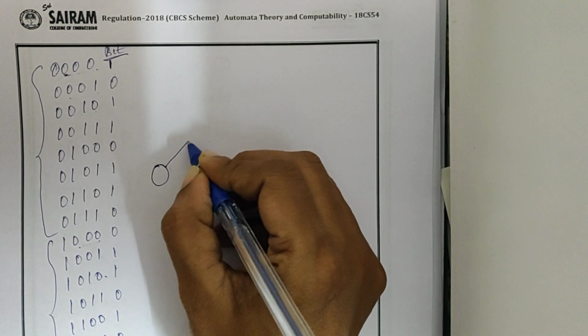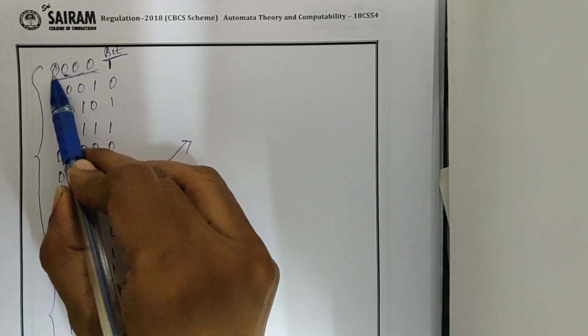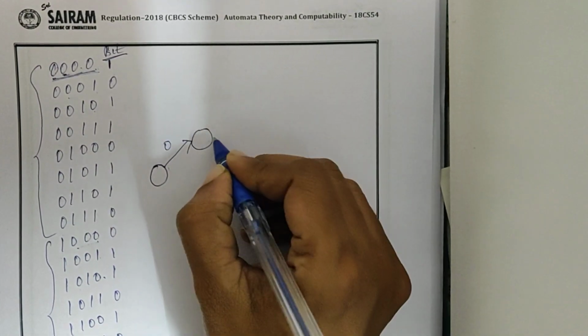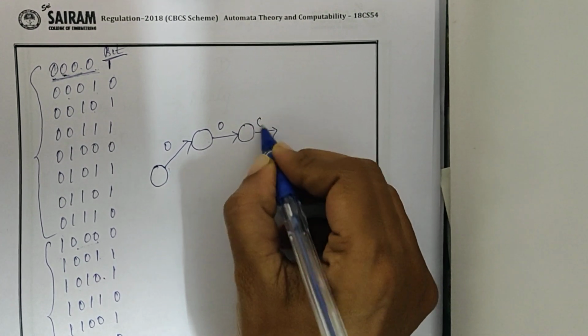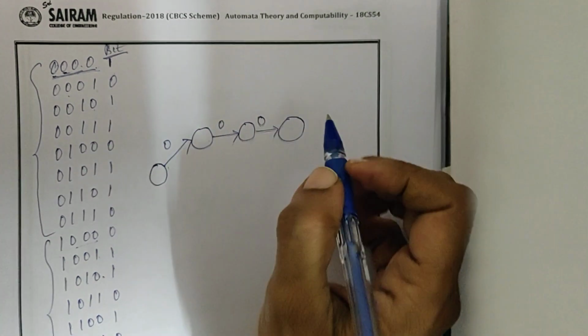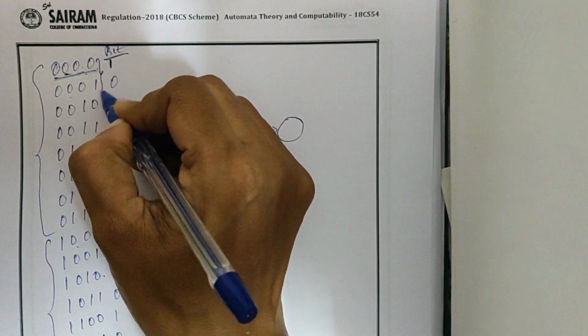Right, so here I'll take this combination, right? 0 0 0 0 0, first 0, second 0, third, okay. And coming to this fourth, you take these two, right?